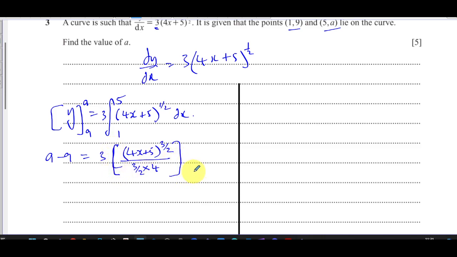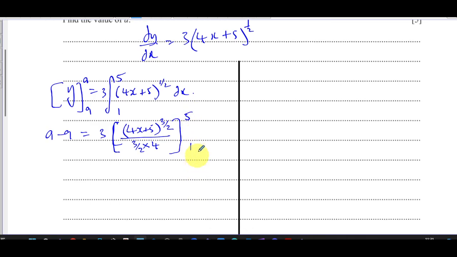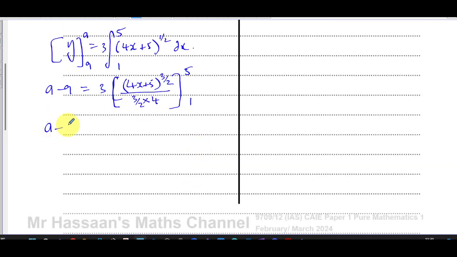Okay, so now we have this, and I have my limits 5 and 1. Okay, so now I can continue. I have a minus 9 equals 3 times. Now, what happens here is this 2 and this 4 cancel out. That gives you 3 times 2, which is 6. So I'm going to put 3 over 6. I'll take out the 6 into the denominator here. And this gives me (4x + 5) to the power of 3 over 2, which is like, you could say, the square root of (4x + 5) cubed, just to make it easy to now substitute values in.